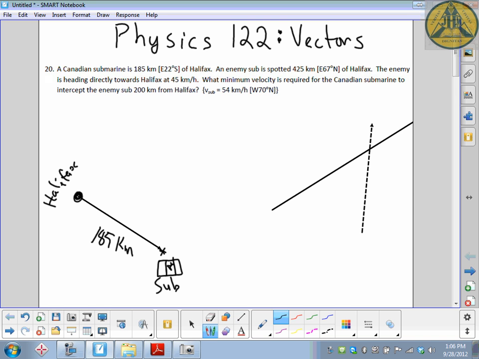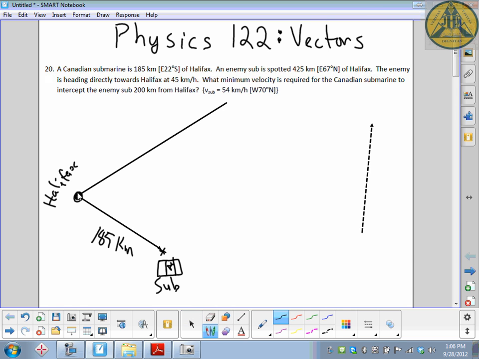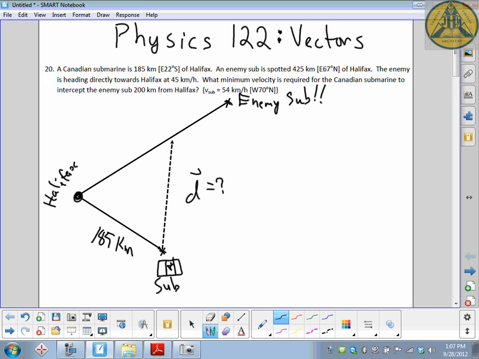Okay. And now we'll use this line over here. That represents the displacement of the enemy sub at its current position right there of 425. And the dashed line, I'll bring that over to the problem. This represents the displacement that the Canadian sub needs to make. Again, not to scale, it doesn't necessarily have to go due north, but this is the displacement that the Canadian sub has to make. Once we know the time the Canadian sub has to be at this position by, then we'll be able to calculate the average velocity.